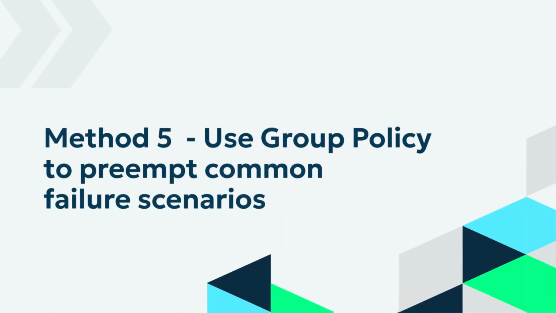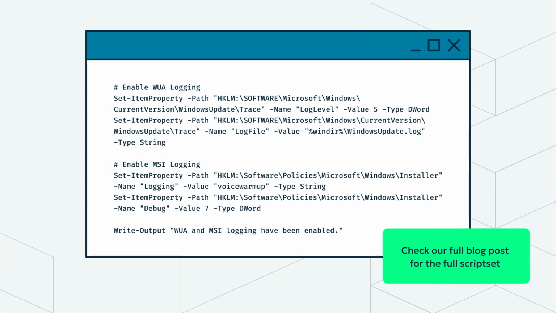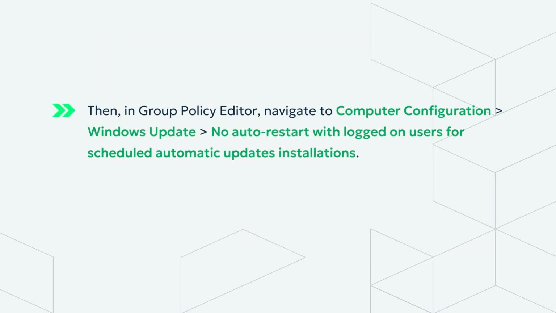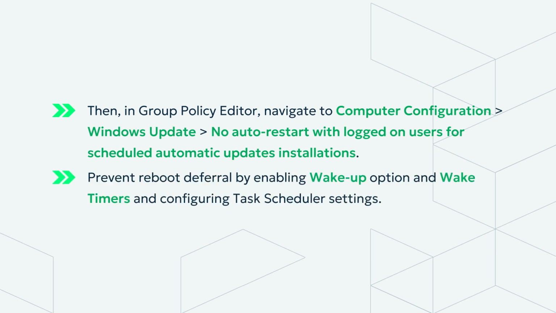Use group policy to preempt common failure scenarios. And the fifth and final method is to use group policy to preempt common failure scenarios. Run this PowerShell script to force WUA and MSI logging. Then, in Group Policy Editor, navigate to Computer Configuration, Windows Update, No Auto Restart with Logged On Users for scheduled automatic updates installations. Prevent reboot deferral by enabling Wake Up option and Wake timers and configuring task scheduler settings.